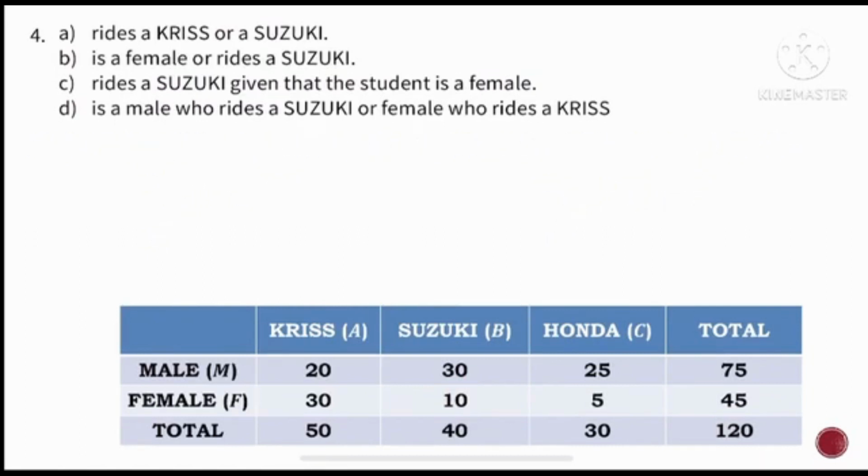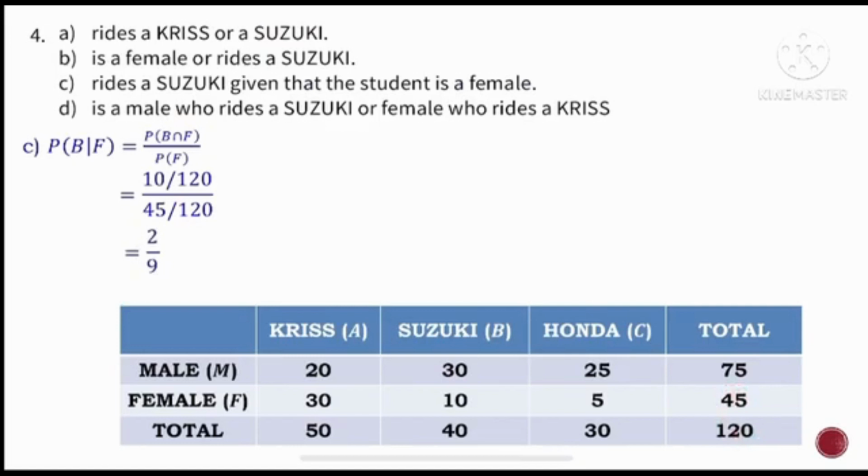Question C is probability that the student rides Suzuki given that the student is female. This is a conditional probability B given F. And it equals probability B intersect F divided by P(F). Probability B intersect F is 10 divided by 120. Probability F is the total female divided by 120. And the answer is 2 over 9.